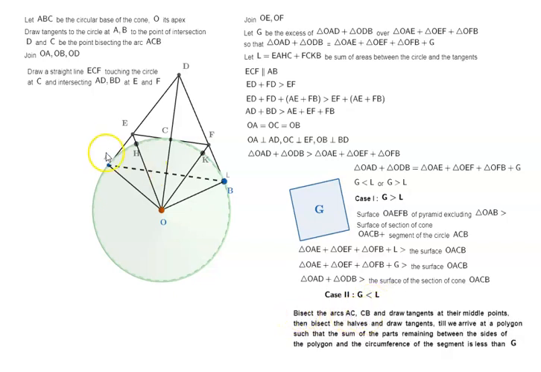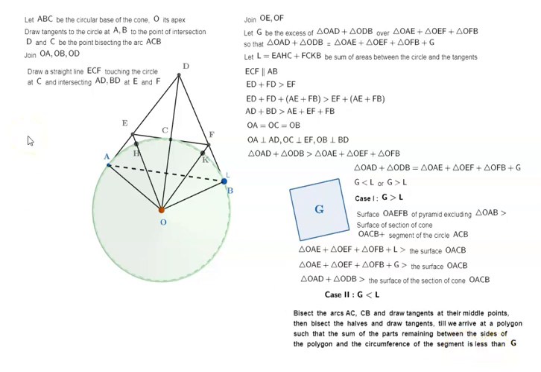Bisect the arcs AC and BC and draw tangents at their middle points. Then bisect the halves and draw tangents till we arrive at a polygon such that the sum of the parts remaining between the sides of the polygon and the circumference of the segment is less than G.